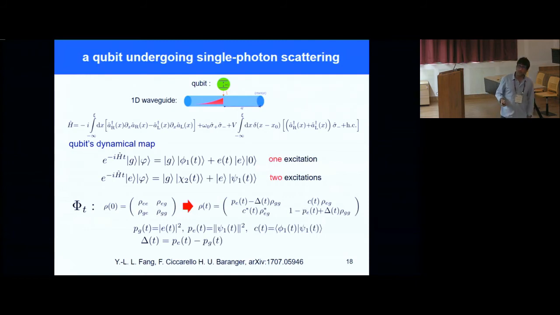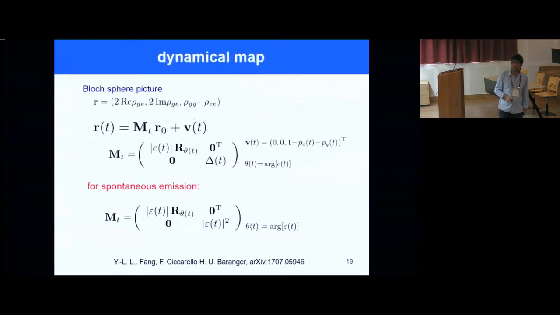So this may look a bit abstract, right? So the best way to understand what happens is to resort to the Bloch sphere representation. In the Bloch sphere representation, as you know, a state is represented by a three-dimensional Bloch vector whose x and y components are related to the coherences, whereas the z component is related to the populations, or inversion. And it turns out that the dynamical map in this representation takes this form.